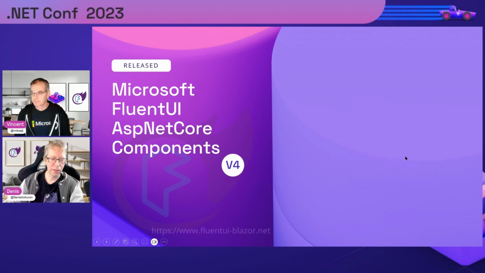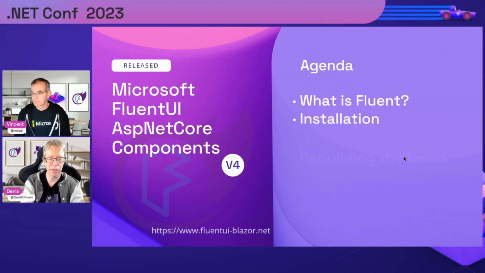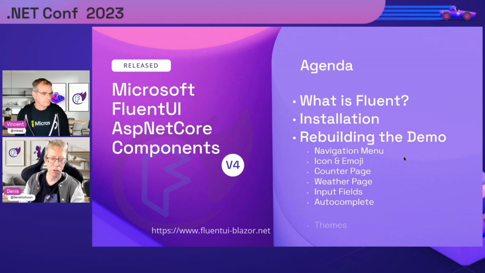Yesterday, we released version 4 of the Fluent UI library. It's now included in the Microsoft.FluentUI.AspNetCore namespace. The demo and the documentation are available on this website, fluentui-blazor.net. And in just a few minutes, we are going to recreate the default template offered by Blazor using the new Fluent UI components. So our goal is to show just a few of the possibilities available in this library.